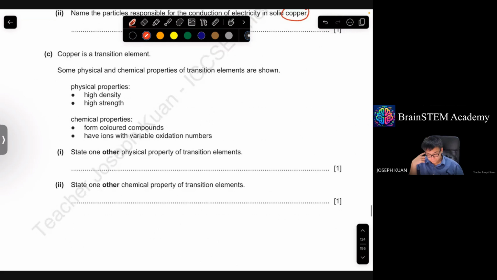Next. Copper is a transition element. Some physical and chemical properties of transition elements are shown: high density, high strength, form colored compounds, have ions with variable oxidation numbers. State one other physical property of transition elements. Physical properties of transition elements include high melting point and boiling point, but usually we just refer to melting point. Then state one other chemical property of transition elements. They are able to act as catalysts.